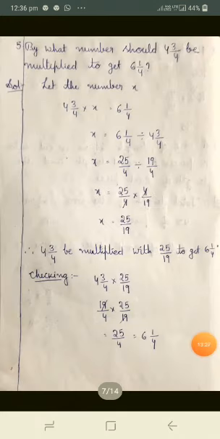Next, by what number should 4 and 3 by 4 be multiplied to get 6 and 1 by 4? You don't know what you have to multiply with 4 and 3 by 4 to get 6 and 1 by 4, so you take the number as x. According to the question, 4 and 3 by 4 into x equals 6 and 1 by 4. You have to find the x value.